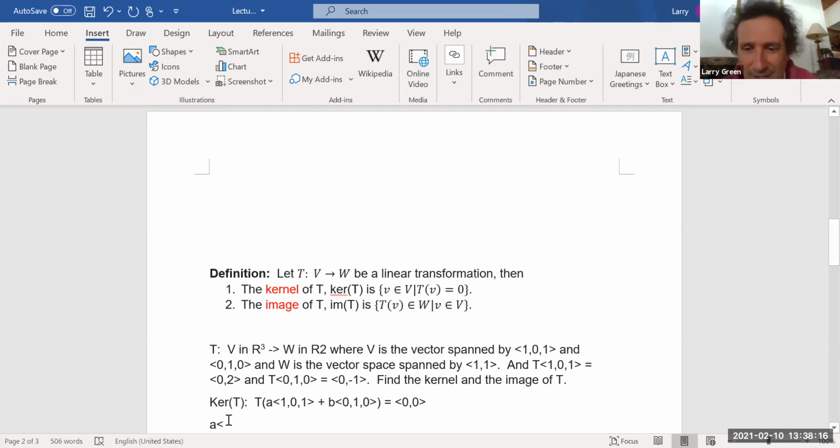There we go. Yeah, T of 101 needs to be 0, 2. It has to be in R2. Let's see. Sorry, 2. And T of 010 is -1, -1. That's better. So that means that A times 2, 2 plus B times -1, -1 is equal to 0, 0.